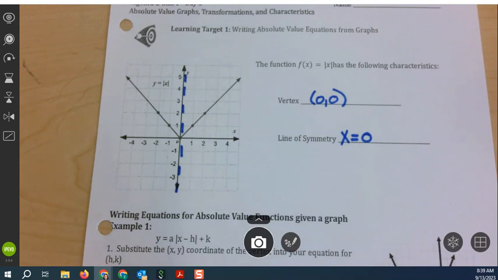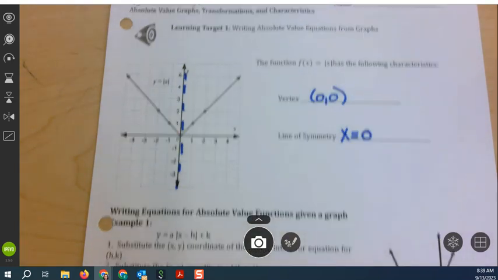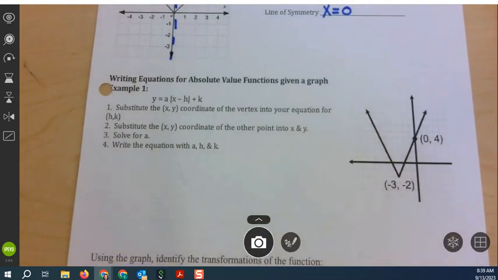So when we transform this graph, your vertex will be moving left, right, up, down, and your line of symmetry, of course, will move with the vertex. Wherever the vertex moves, that's where your line of symmetry will be. Okay, to write the equation of this graph, there are some parts of this equation we already know.